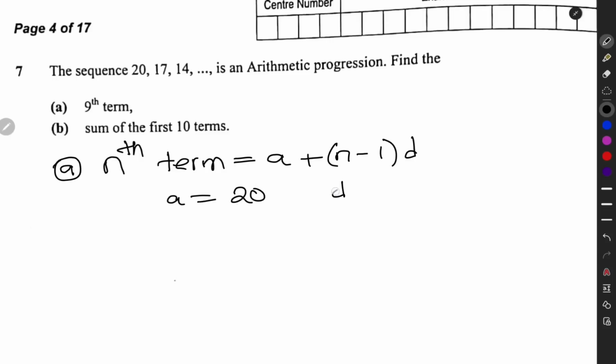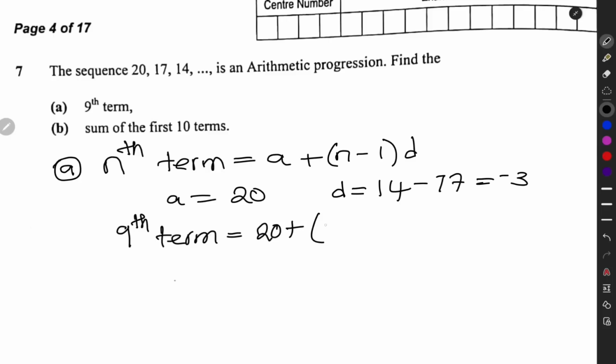And how do we find d? You can easily find d by subtracting a term from its previous term. In this case, you can simply say 14 minus 17, and this is going to give you negative 3. Be very careful when you are working with negative numbers. We are finding the 9th term, so the 9th term equals a, which is 20, plus n minus 1, where n is the term number we are looking for, in this case the 9th term. So 9 minus 1, and the common difference is negative 3. I'll put it in brackets so that we are not confused.